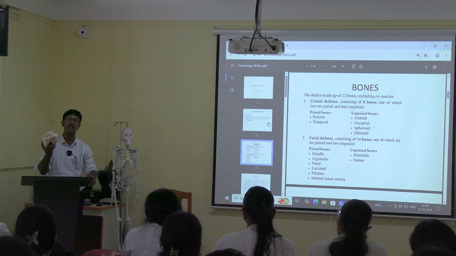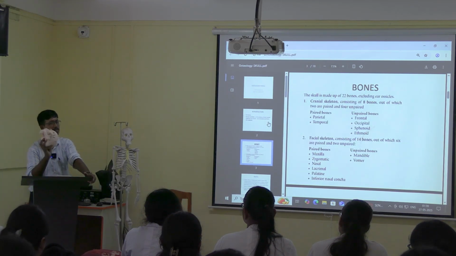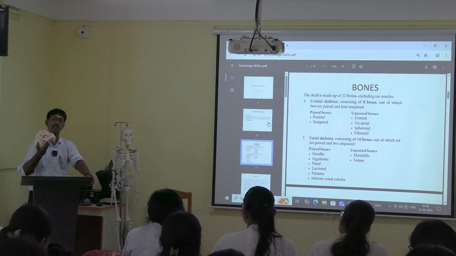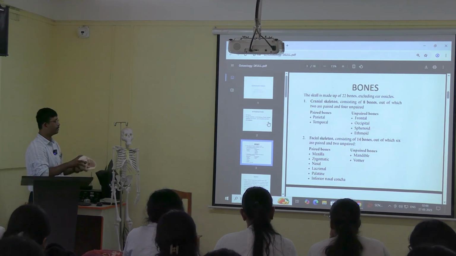This skull will be covered in multiple classes, not in a single class. In 7-8 classes the whole skull will be covered, because in your osteology, only in the head and neck part you have to study the skull and the cervical vertebra. The cervical vertebra is covered, so the skull will be taken gradually. Another important bone is the hyoid bone, which is not taught in your standard. So the mandible will be covered.